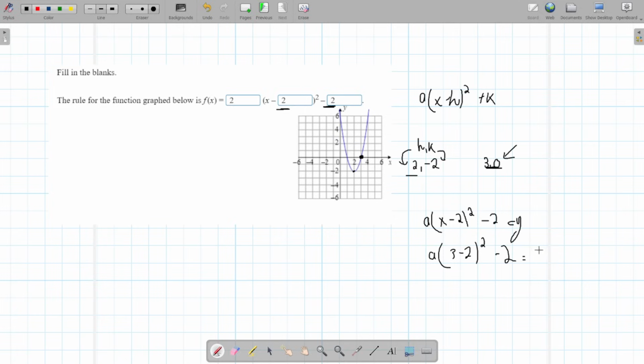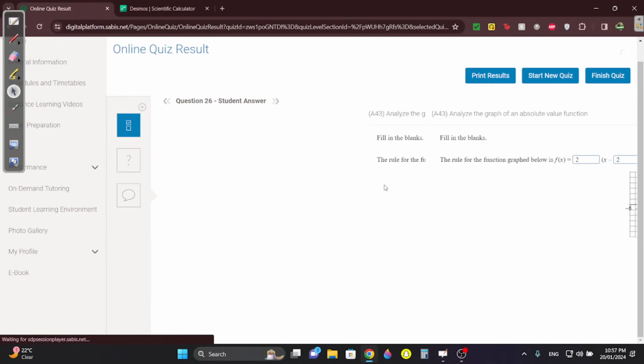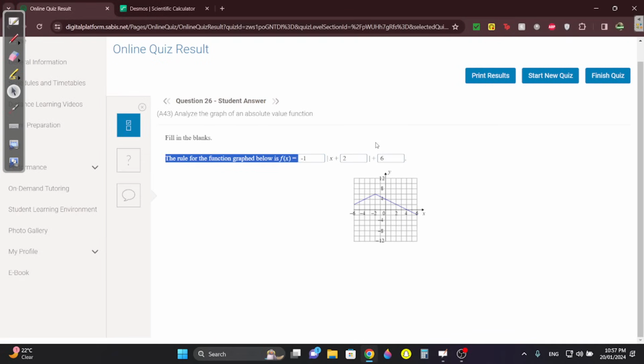3 minus 2 squared is going to be 1 squared, times a, minus 2 equals 0. 1 squared times a is 1a minus 2 equals 0. A minus 2 equals 0. A equals 2. Okay, and the answer is 2. If I'm not wrong, the answer for this in the AMS was 2.